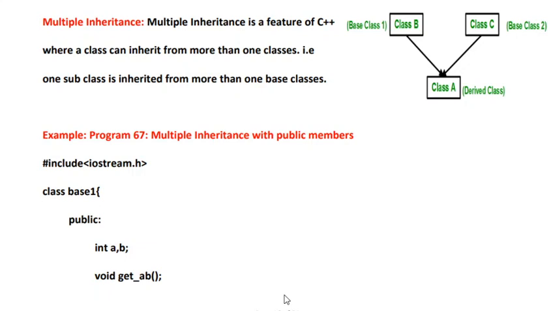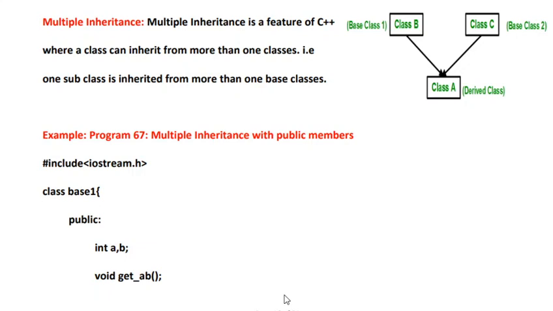So, in today's class, we will be talking about multiple inheritance. Now, multiple inheritance, as we all know, is a type of inheritance that allows us to derive a class from more than one base class. That is, a class inherits attributes and methods from more than one base class. That is, one subclass is inherited from more than one base class.